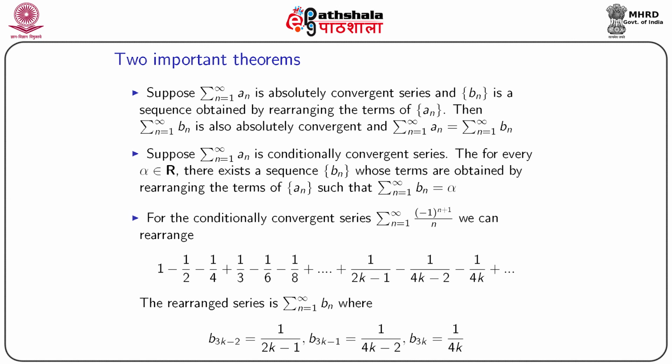For this rearranged series, sum over n from 1 to infinity of bn, we can check the convergence and show that it converges to some alpha, and we can find that alpha too. So this is the hint, and if we proceed in this way we can find the limit.